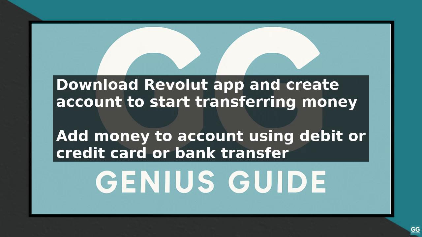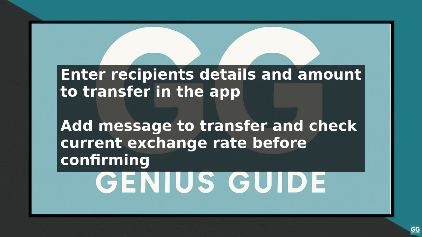To transfer money, open the Revolut app and navigate to the Transfer Money section. Enter the recipient's details, including their name, email address, and the amount you want to transfer. You can also add a message to the transfer if you want to.